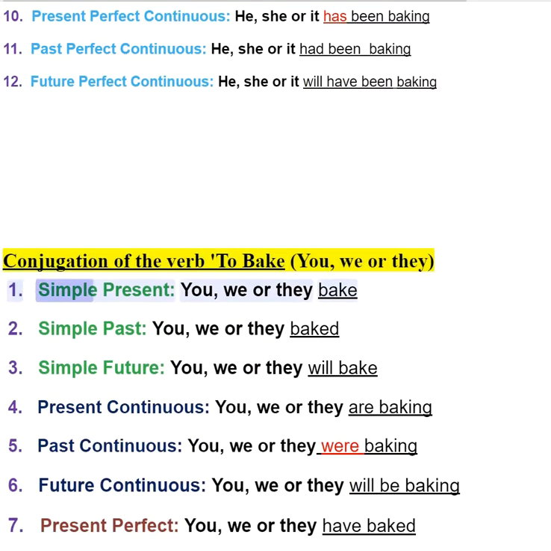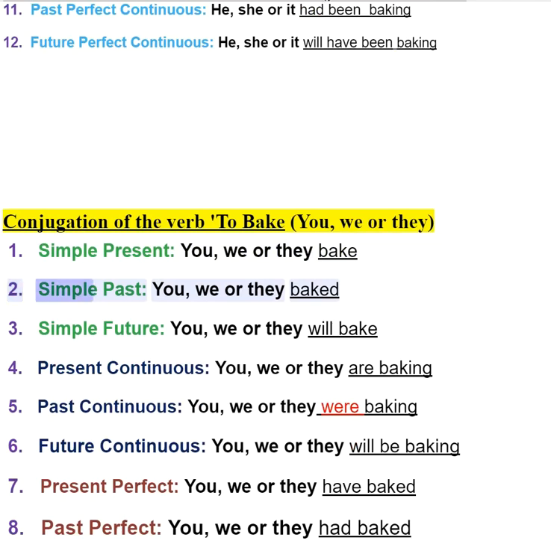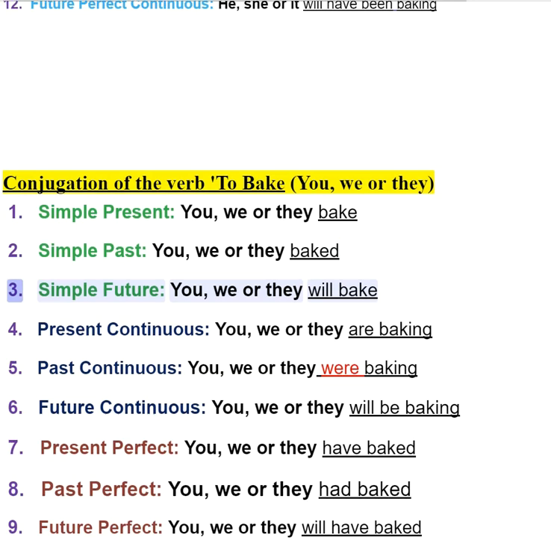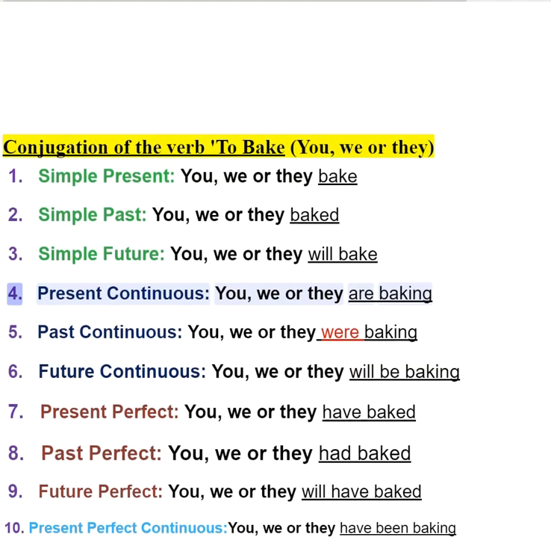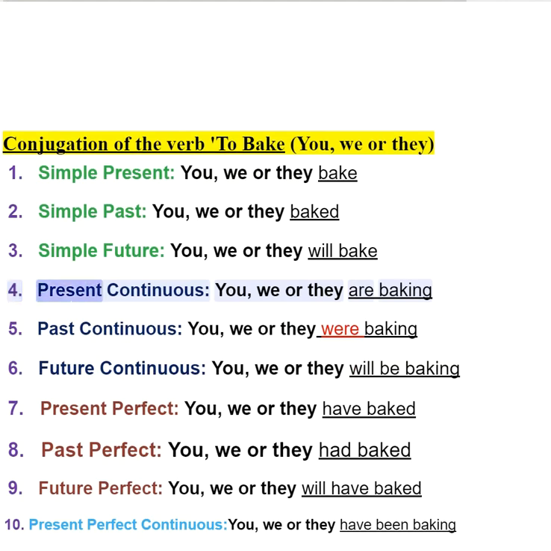1. Simple present, you, we, or they bake. 2. Simple past, you, we, or they baked. 3. Simple future, you, we, or they will bake. 4. Present continuous, you, we, or they are baking.